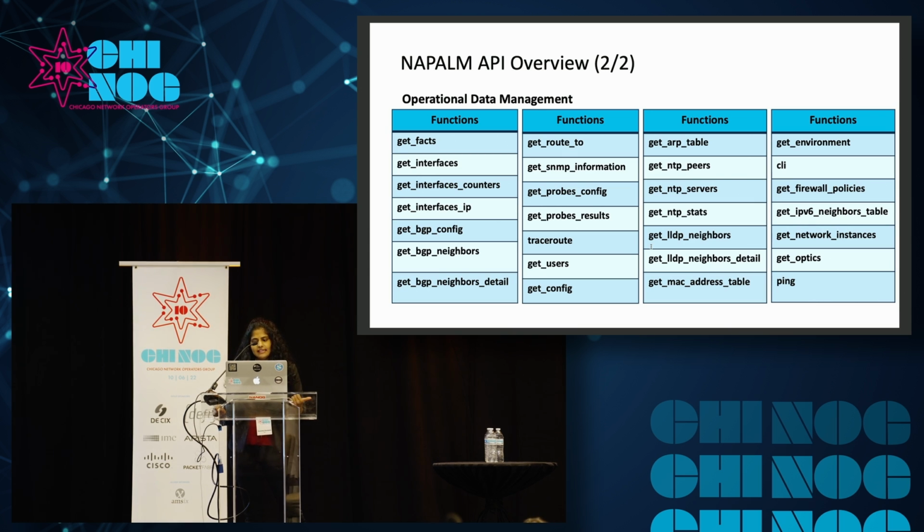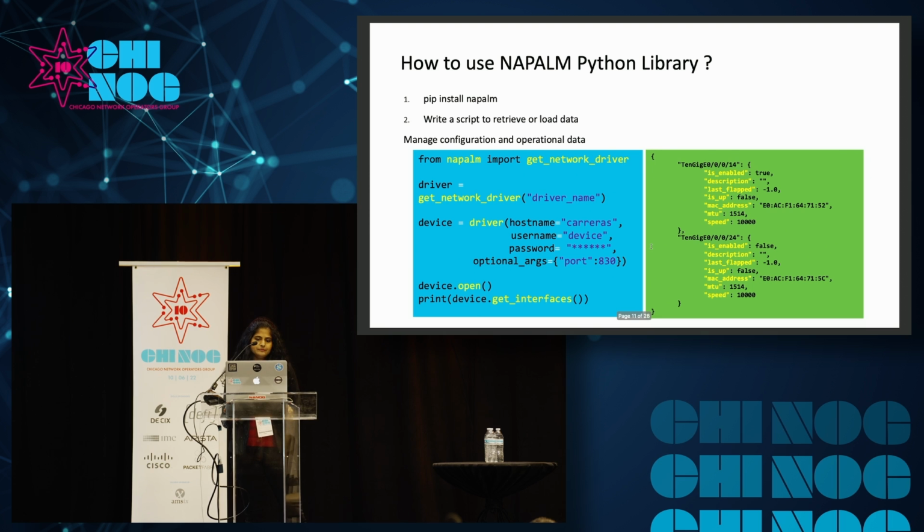You can use CLI to push the show commands and retrieve the results of the show commands. You can also retrieve the firewall policies, IPv6 neighbors table, network instances, optics information, and you can also ping to get the reachability of a destination address. Well, it has so many features, right? How to use this library.